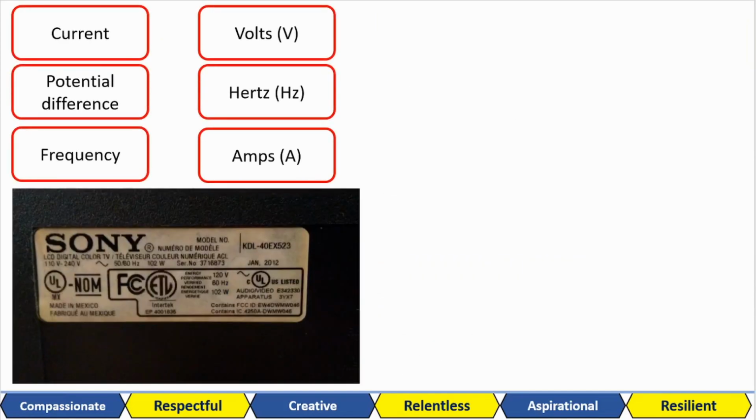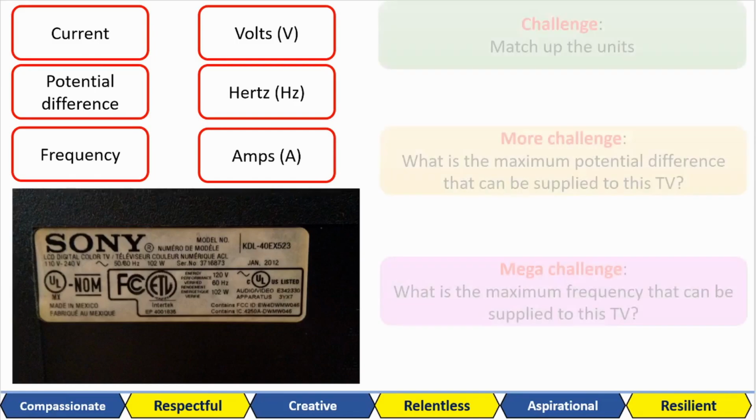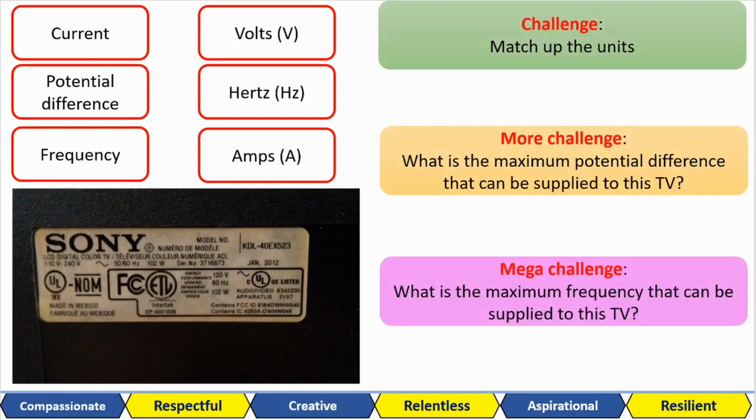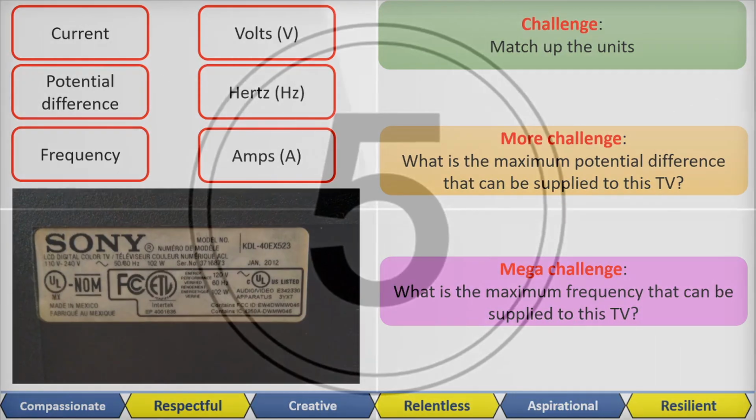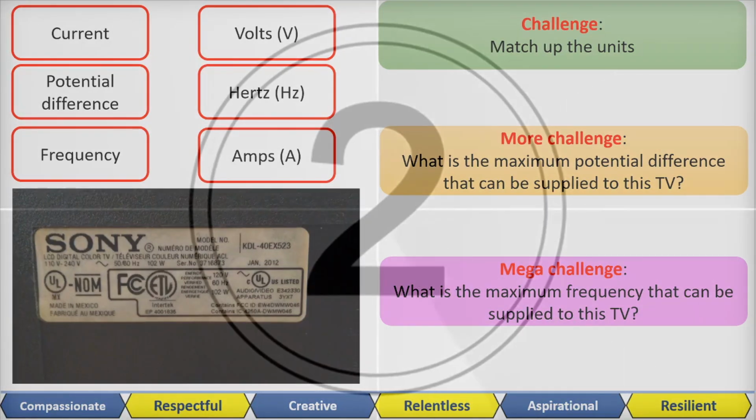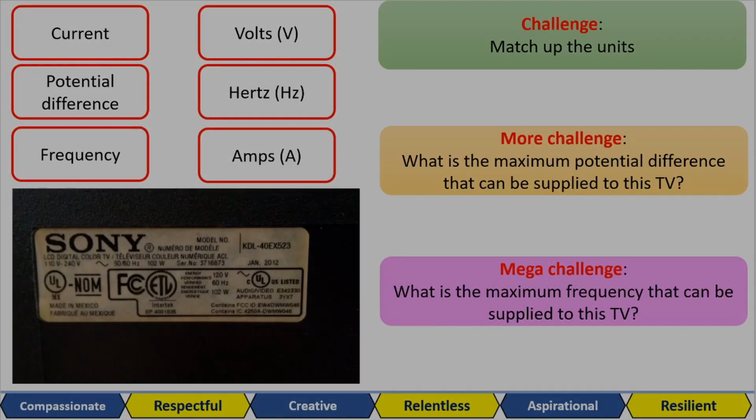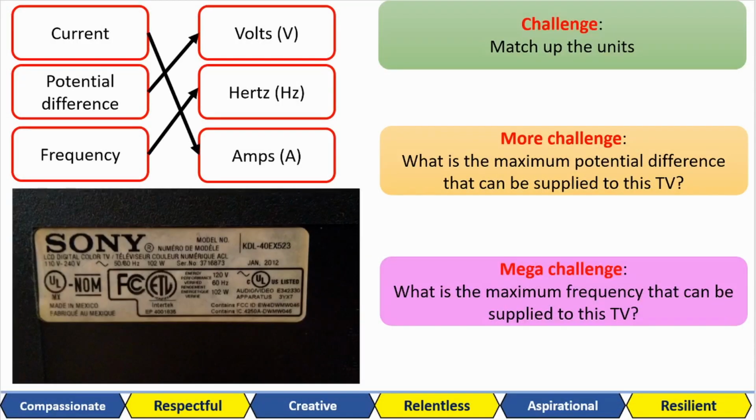This is a picture of the back of a TV, and the top shows some units that we need to match up. You need to look carefully at the label to answer the other two questions, the more challenge and the mega challenge, okay? So have a go at that. Current is measured in amps, potential difference is volts, and frequency is hertz. The maximum potential difference here is 240 volts. The maximum frequency is 60 hertz.